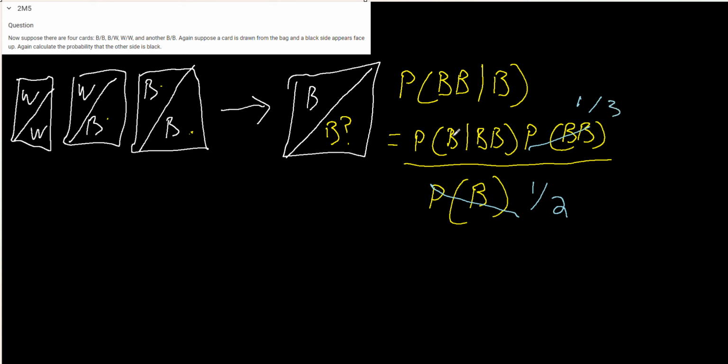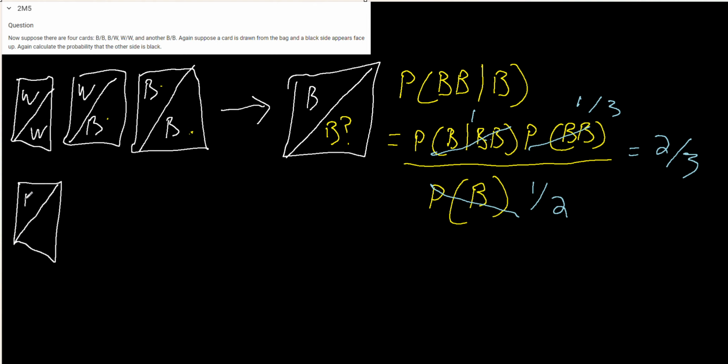And now the probability of a black side being face up, given that we drew black, black, well, that's just 100%, that's just 1. And then we found out that when we did this math, the posterior probability of black, black, given that we had seen black, was 2/3. Okay. So this problem asks us to consider a similar situation, but now instead of 3 cards, we have 4 cards.